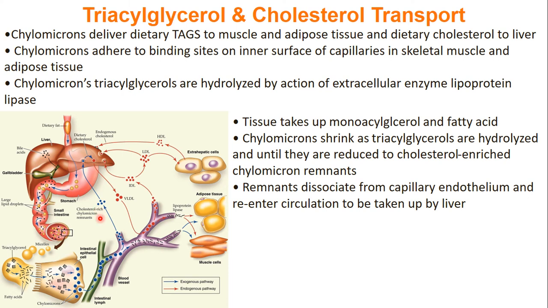Tissues will then take up the triacylglycerols that were cut off in their monoacylglycerol form and fatty acids. As these fatty acids are being removed from the chylomicrons, they will shrink and shrink until they're cholesterol-enriched chylomicron remnants. So to follow along, here we have our chylomicrons, and now we have our cholesterol-rich chylomicron remnants. These remnants will dissociate from the endothelium and re-enter circulation to be taken up by the liver, as shown here, and as a fire truck goes by.